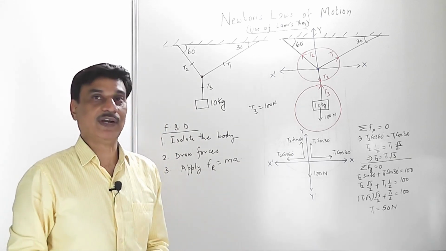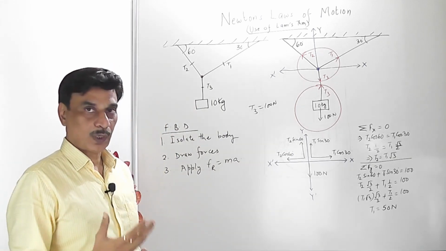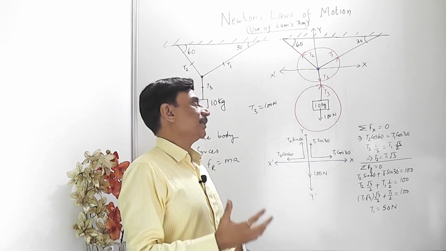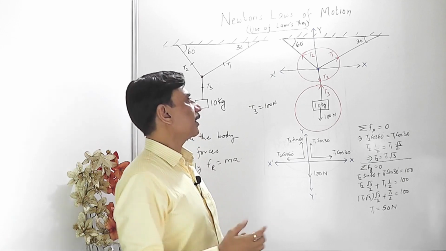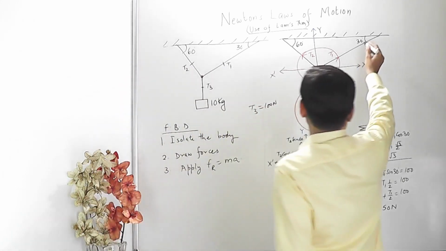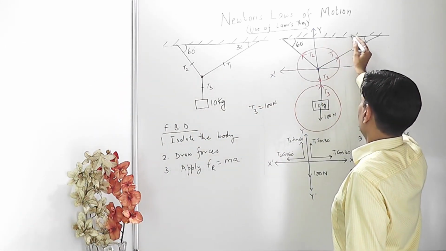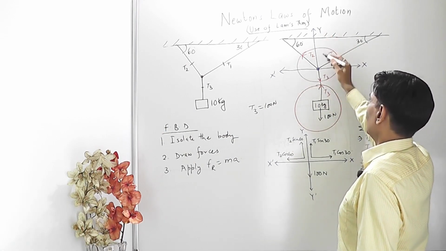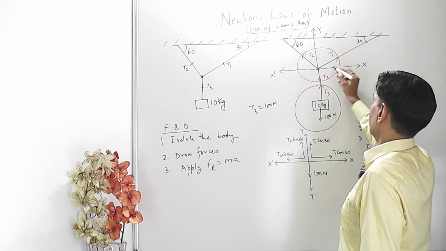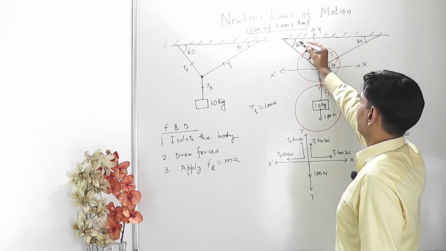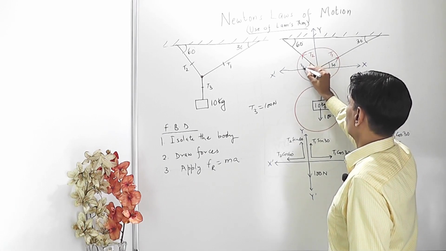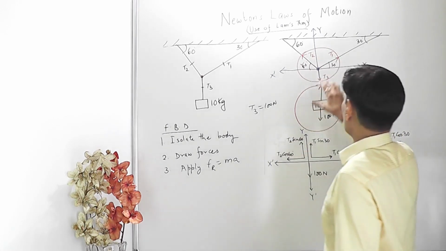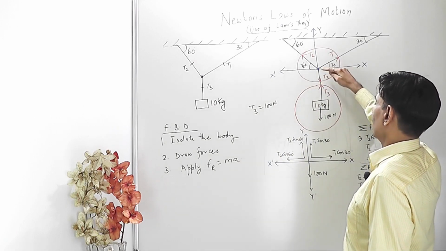Now the problem is to find the values of T1 and T2. We can use the resolution of vector method to find the value of T1 and T2. Obviously, if this is a 30-degree angle, this and this line are parallel. We have taken this as the x-axis and this as the y-axis for ease of understanding. 30 degree is here, so this is also 30 degree. If 60 degree is here, so this is also 60 degree.